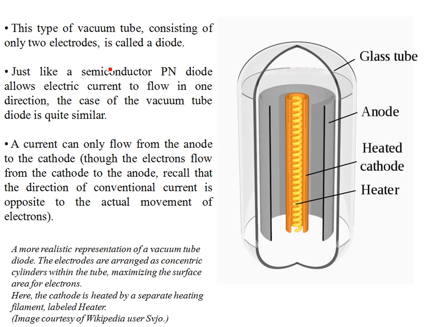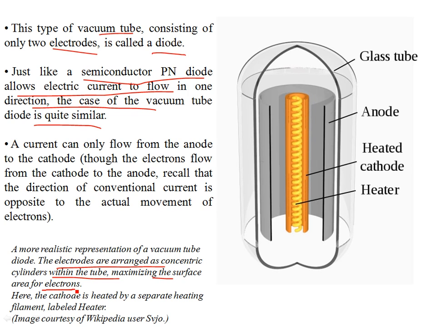Now, you look at this diagram. This type of vacuum tube consists of only two electrodes, so it's still a diode. Just like a semiconductor p-n diode allows electric current to flow in one direction, the case of the vacuum tube is quite similar. The electrodes in this depiction are arranged as concentric cylinders within the tube, maximizing the surface area for electrons, so there is more current. Due to the more current, there is more plate supply power, which is the product of V and I. Hence the cathode is heated by a separate heating element that is shown over here.